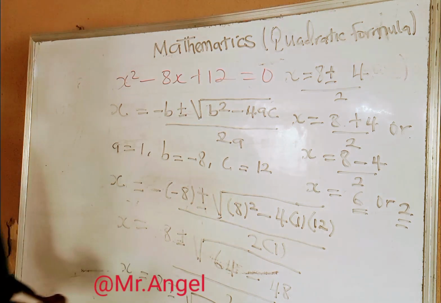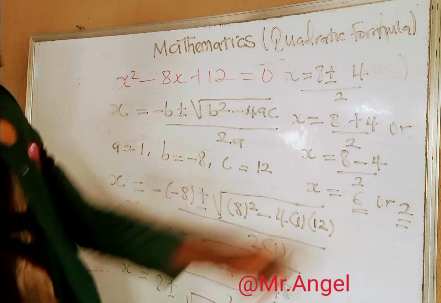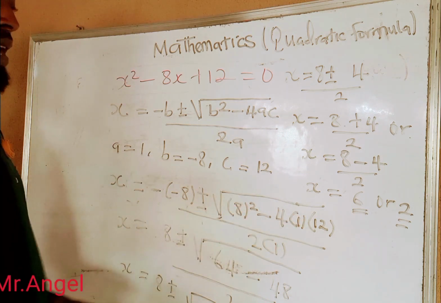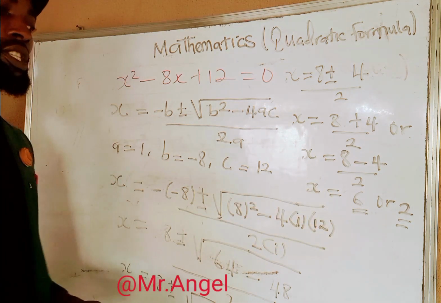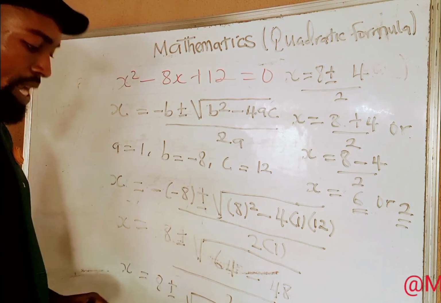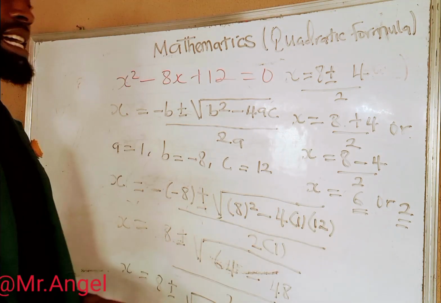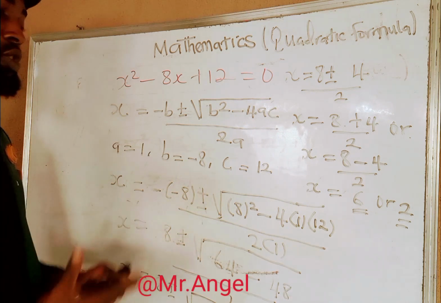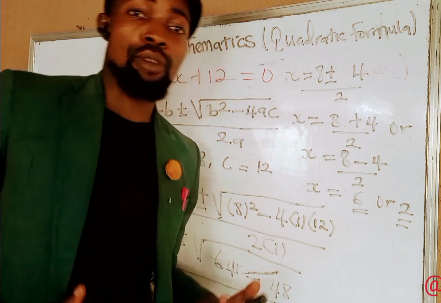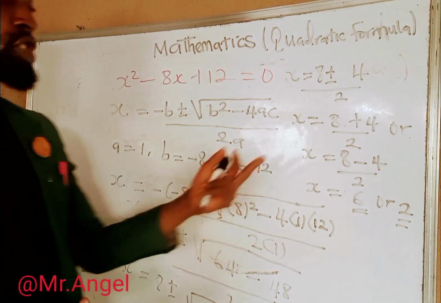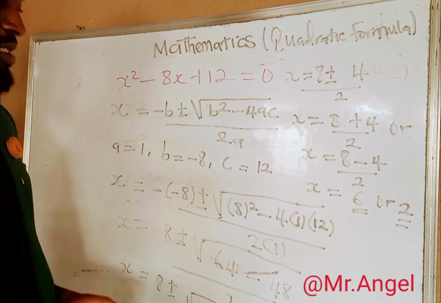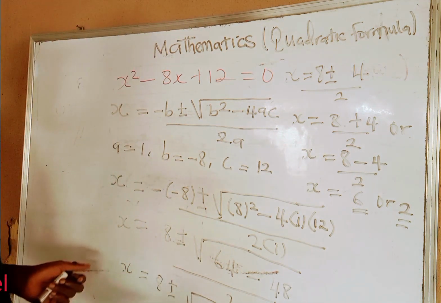So the first method, where we used factorization, we got 6 or 2 as our final answer. The second one, we used completing the square, and we got 6 or 2. Now this is the third method, and we got the same answer. So whichever of these methods is more simple for you, you can use it. As for me, I choose factorization. It's simpler.